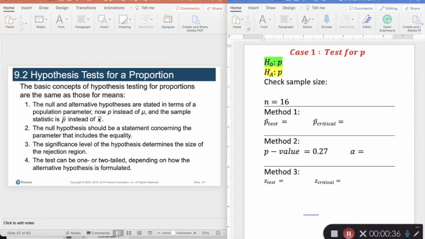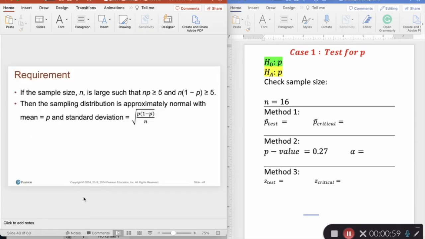The null hypothesis is the same as we did before. It's going to be the statement that concerns the parameter and includes the equality. The significance level of the hypothesis determines the size of the rejection region, as we did before. And we are going to have either a one or two-tailed test, as we did before. We have one assumption that must be met before we do the testing for proportion.